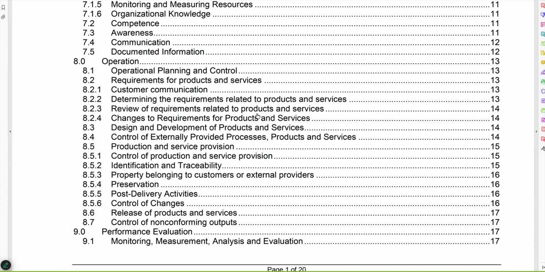Now we also have, like in point 8.3, design and development of products and services. This is again another operational task. Then we have control of externally provided processes, then the production and service provision, control of production and service provision, identification and traceability for any issue that we may have.